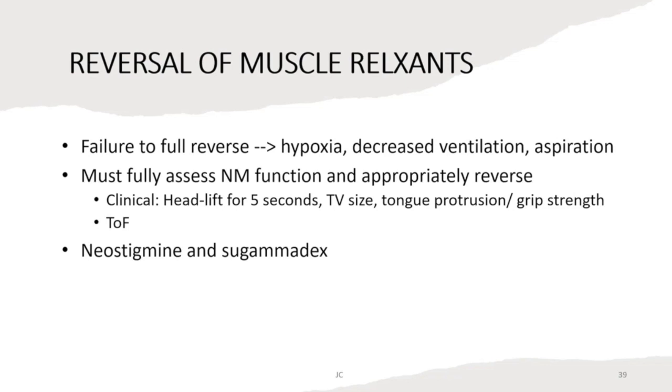The clinical markers that we could potentially use but aren't actually very reliable are a head lift for 5 seconds, decent tidal volumes that are appropriate for their weight, tongue protrusion, grip strength. But the train of 4 is a much less subjective way of assessing for reversal. Your main drugs that we use are your acetylcholinesterase inhibitors, so neostigmine, and sugammadex.